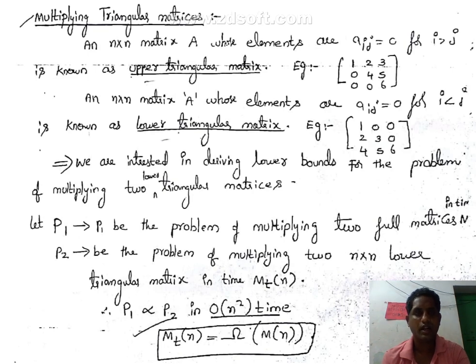In multiplying triangular matrices, you have an upper triangular matrix and a lower triangular matrix. In upper triangular matrices, I greater than J. In lower triangular matrices, I less than J. You can perform the upper and lower approach. You can get the omega of M(n).